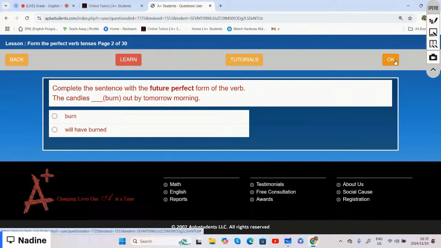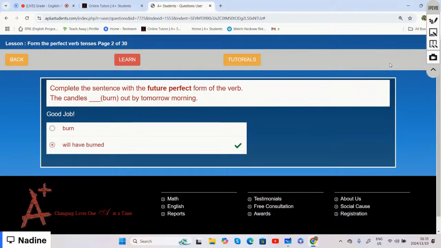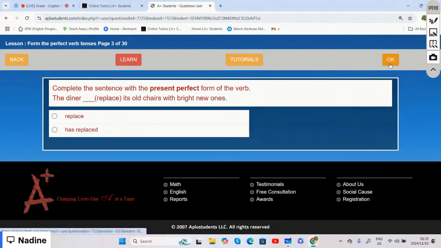And if we were to select the correct option, then yes, we will say the candles will have burned out by tomorrow morning. Will have. So well done. Will have is correct. We now need to complete the sentence with the present perfect form of the verb. The present perfect form of the verb.